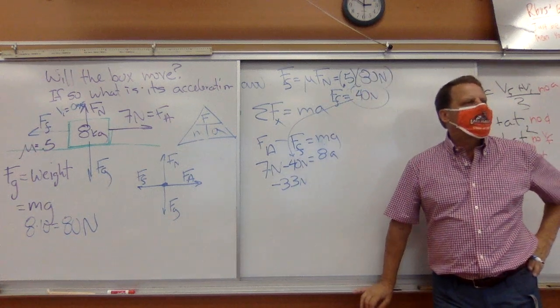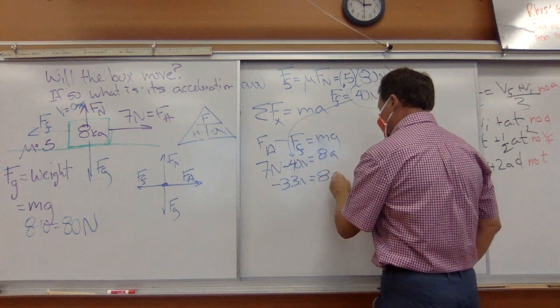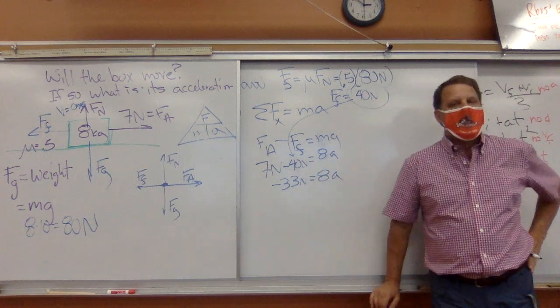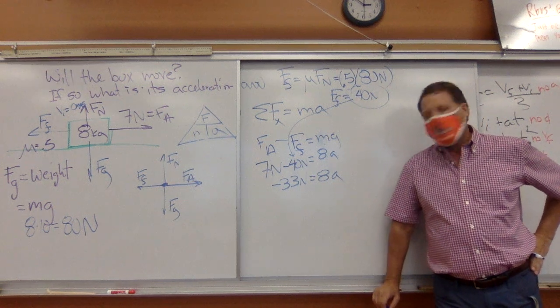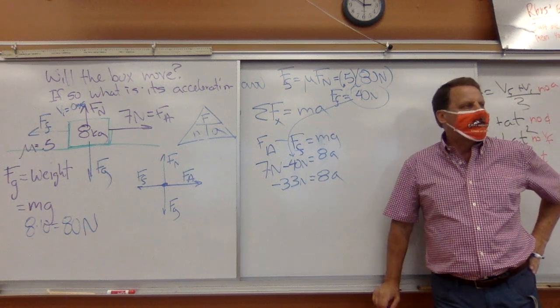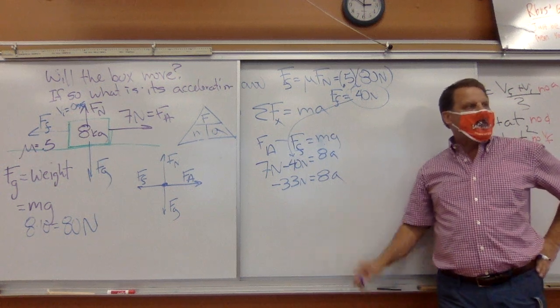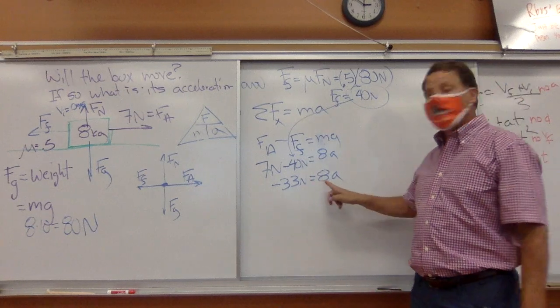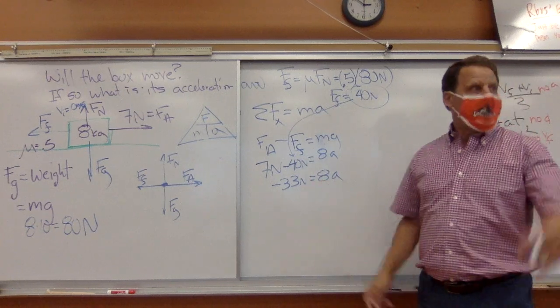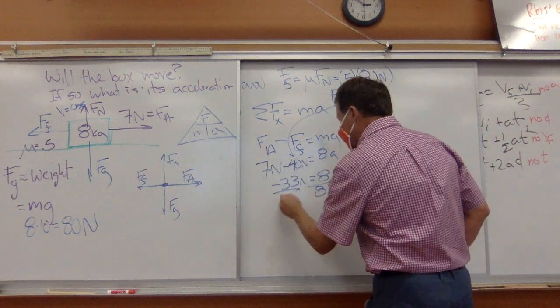Negative 33? That sound right? Okay, so negative 33 is equal to 8a. How do we get a all by itself? How do we get rid of that 8? Not subtract it, because it's multiplied, and then we're going to divide it. Okay, so we're going to divide both sides by 8.